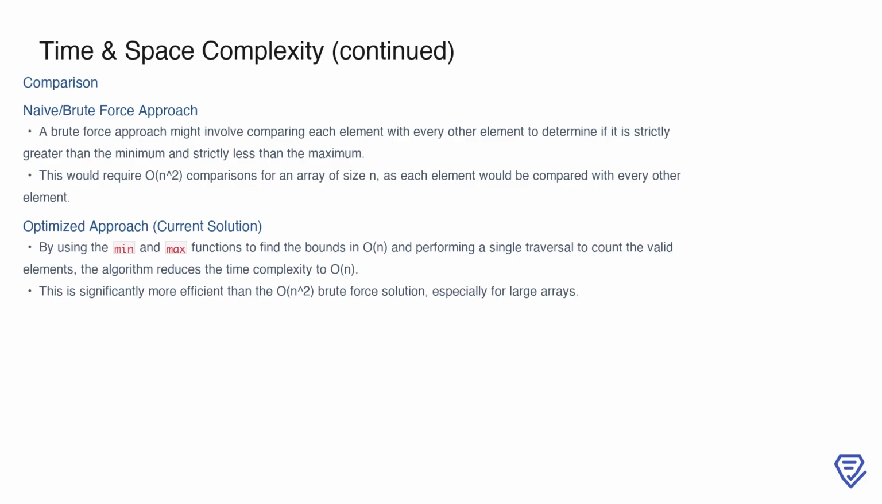every other element. In contrast, the optimized solution leverages the min and max functions to determine the bounds in O(n) time and performs a single traversal to count the valid elements. This reduces the time complexity to O(n), which is significantly more efficient than the O(n²) complexity of the brute force approach. This efficiency becomes particularly important for large arrays, where the difference in performance between O(n) and O(n²) is substantial.